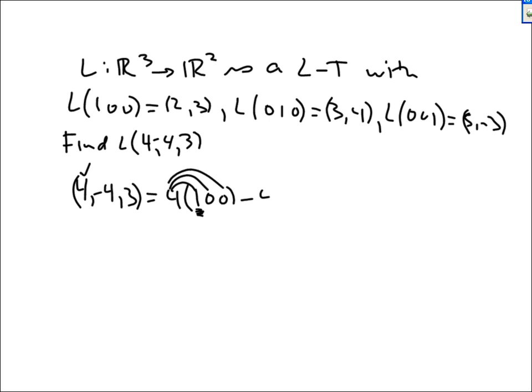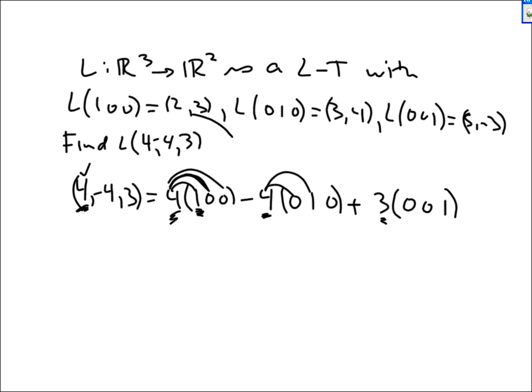Because I'll now take away 4 times 0, 1, 0. And 4 times 0 is still 0. It didn't touch my 4, but I get a negative 4 in the second entry. Let me write them all down. Plus 3 times 0, 0, 1. Notice the 4, the negative 4, and the 3. That was exactly what I want to take L of.